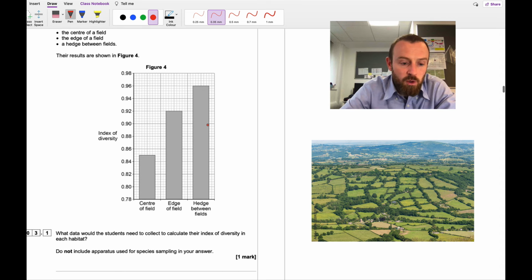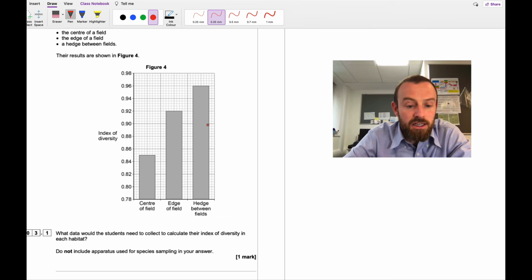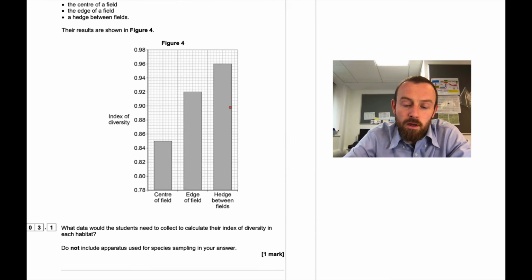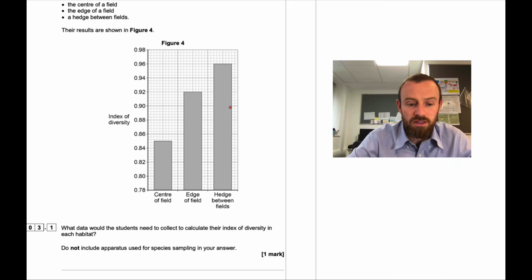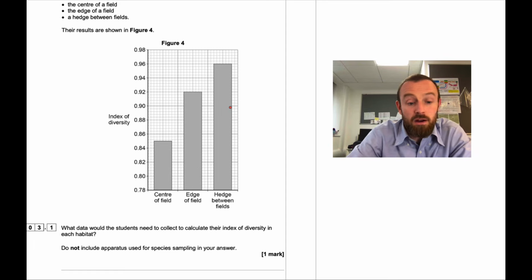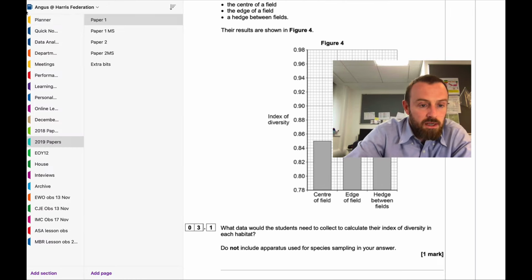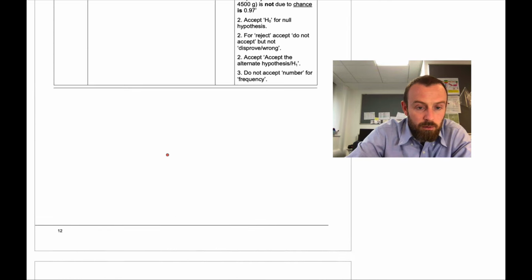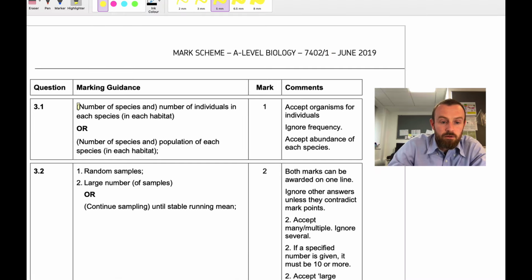So the first question is, what data would the students need to collect to calculate their index of diversity in each habitat? So for any index of biodiversity, we're looking at both the species richness and the species evenness. So that means that you need to count the different species that are present and also the number of each individual species in order to calculate biodiversity. Let's double check the mark scheme, but that should probably be it. The number of species and the number of individuals of each species. Okay.